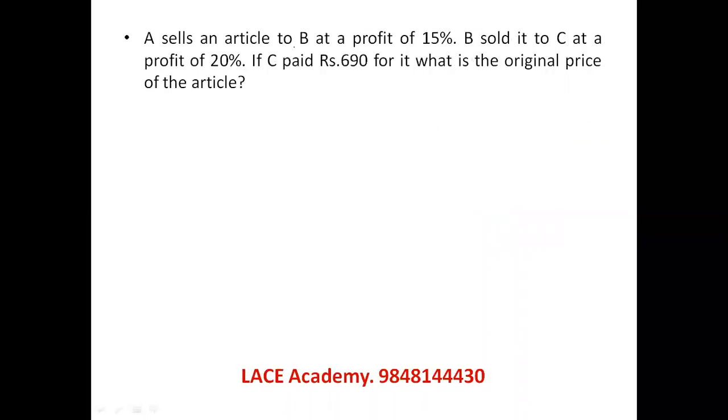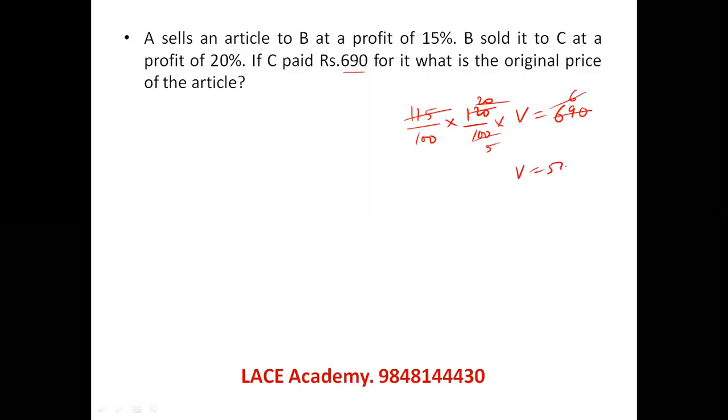A sells B an article at a profit of 15%. B sold it to C at a profit of 20%. C paid 690. Now 115% of the value and then 120% of the value is equal to 690. I can say 115 exactly 6 times is 690, and 6 times 120 is this. So the value, 5 times 25, is 500.